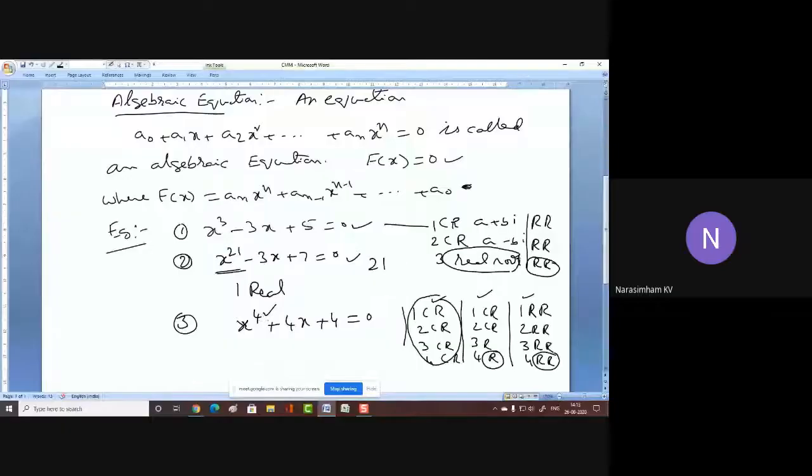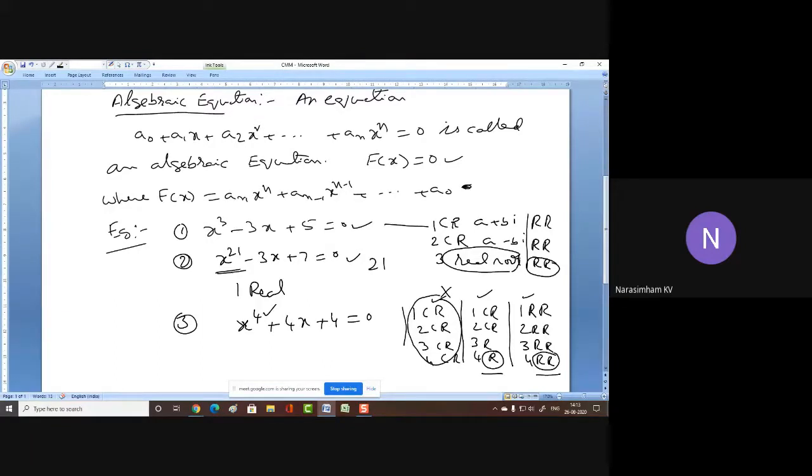If the degree of an algebraic equation is an even number, then what are the possibilities of roots? This equation has four roots. What are the possibilities? All are complex roots, all are real roots, two real and two complex. If you observe, in this case the given equation has at least one real root, and in this case also it has at least one real root. But in the situation where all are complex roots, this equation has no real root.